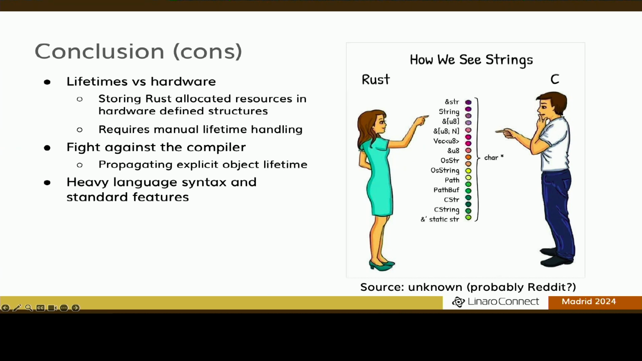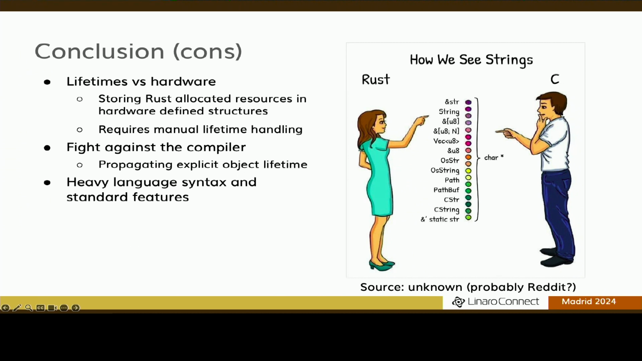Okay, so beside the many benefits of using Rust, we also had a couple of difficulties as well. The lifetime handling of Rust allocated objects can be difficult if hardware is involved. For example, in our translation table module, we had to do some manual lifetime handling because Rust is simply not able to see what's happening in the hardware.